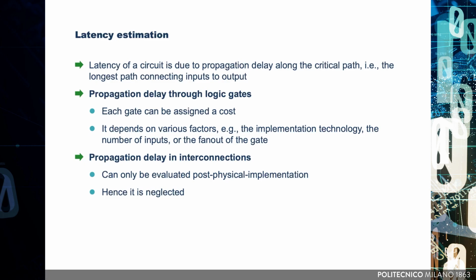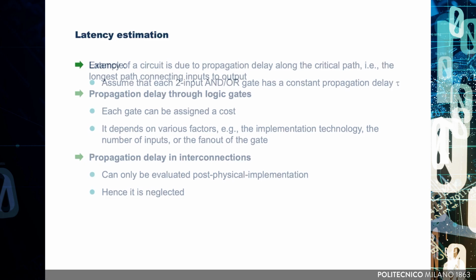It's important to note that since different gates can potentially have different delays, the critical path must be defined as the longest in terms of time, not simply the number of gates, between the inputs and the outputs of the circuit. Finally, we cannot evaluate in a relevant way the signal propagation delays in the interconnections at the logic description level of the circuit. Therefore, such delays are typically neglected in this phase.